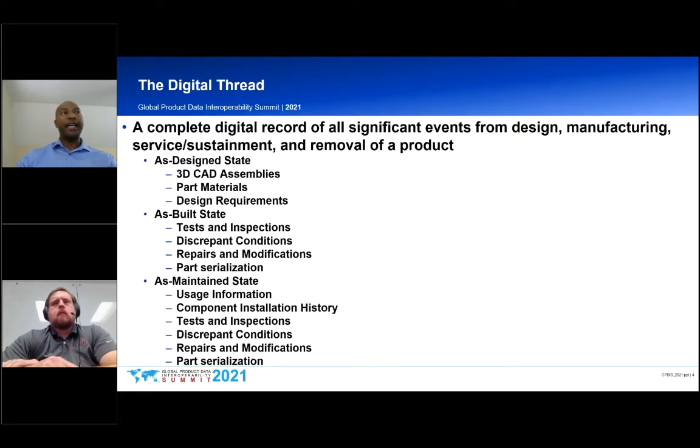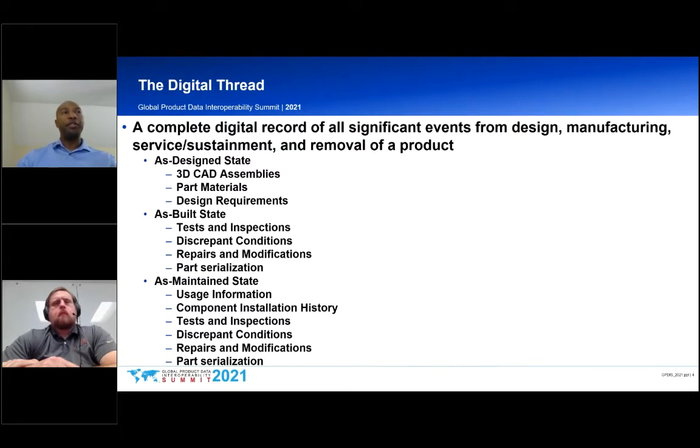For the as built state, of course, what you build is never exactly as you designed it. There's always going to be small differences. So the digital thread is going to be a system that collects all of those small differences so that you're able to accurately capture the as-built state as well as the as-designed state. So that's going to be all of the discrepancies that resulted from the inspections, your repairs and modifications, as well as the unique serialization that you applied to the part that you manufactured.